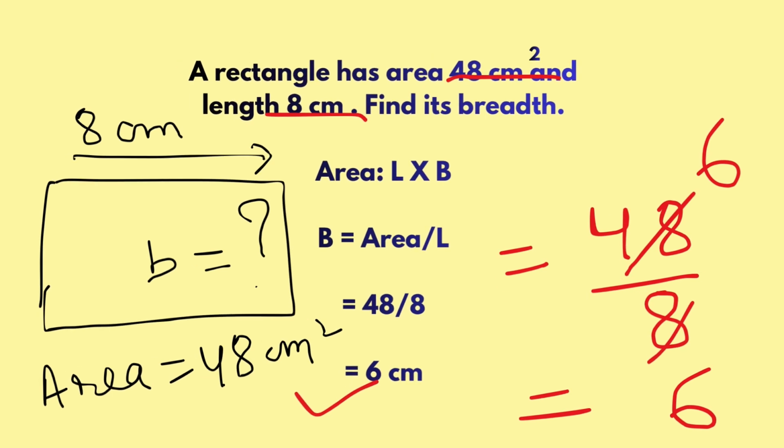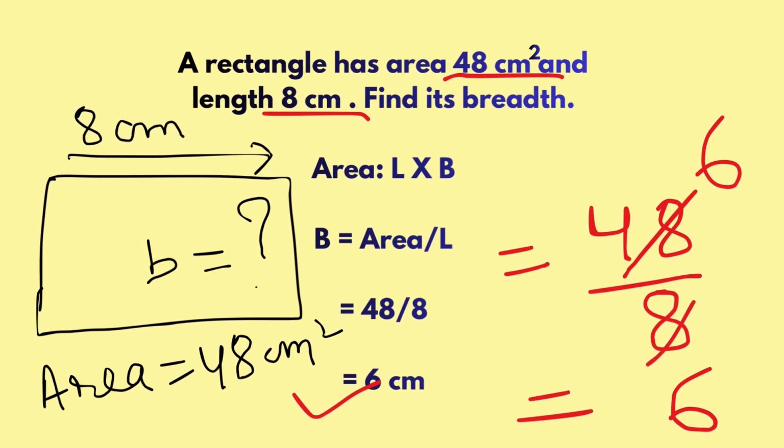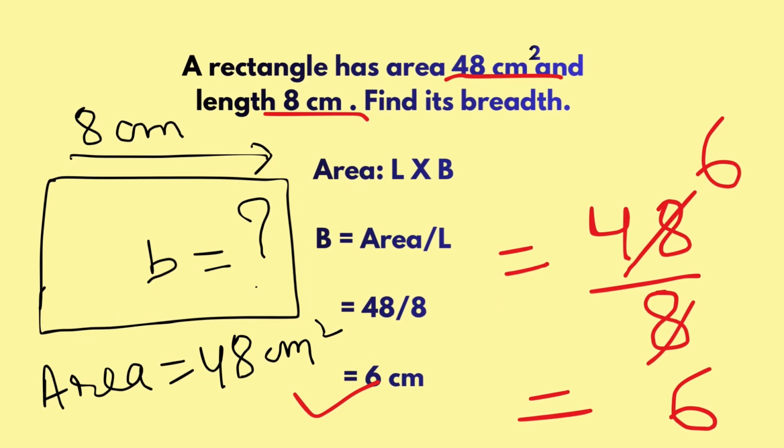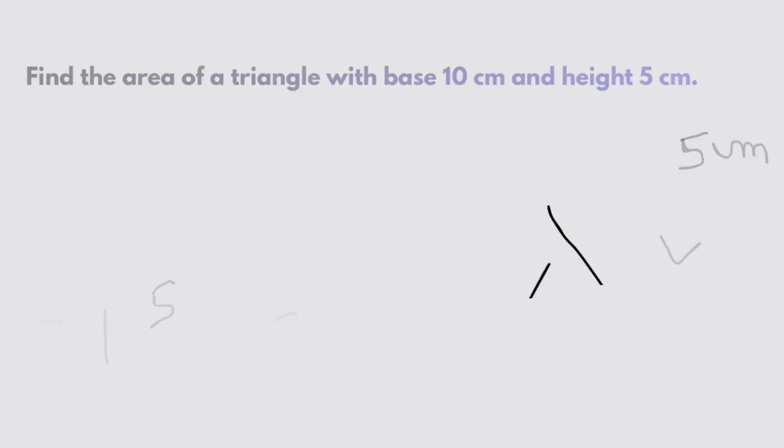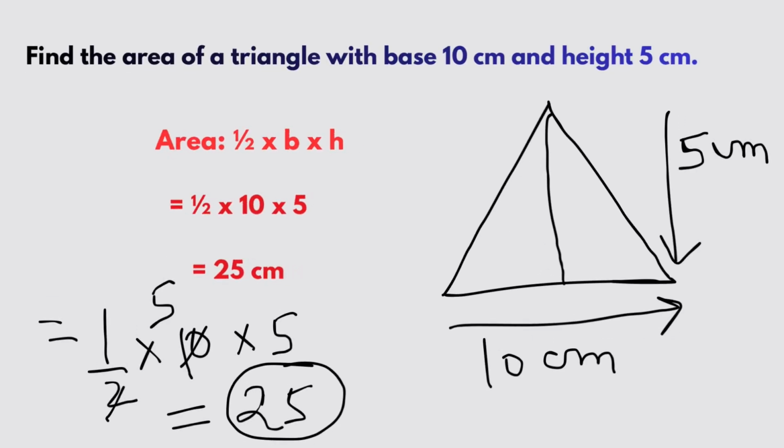Okay. Now let's see another example. Find the area of a triangle with base 10 centimeter and height 5 centimeter. We know the area of a triangle is half multiply base multiply height, and base is here 10 centimeter and height is 5 centimeter. We will simplify it. We got 25 centimeter square, the area of this triangle.